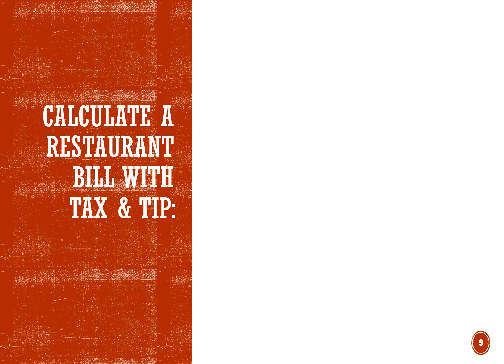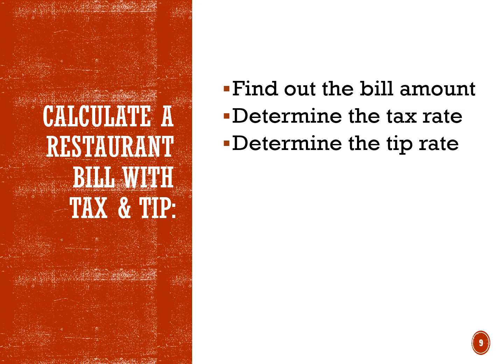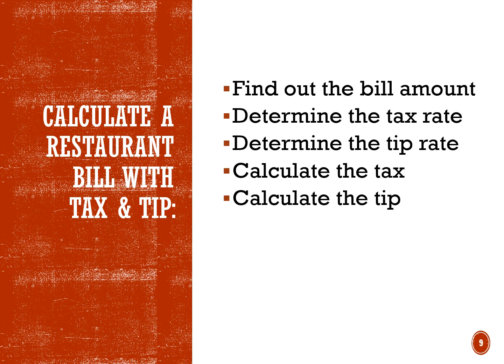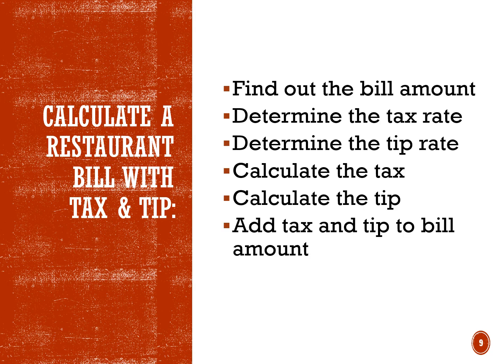So let's try this again with calculating a restaurant bill. So let's look at some steps. First, we need a bill amount and a tax rate and a tip rate. Then we need to actually calculate a tax and a tip. And then we're going to add it all together, and we're going to display the total bill to the user.